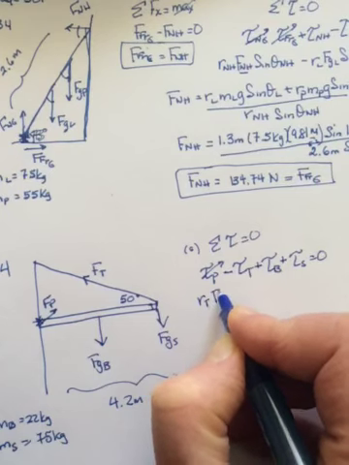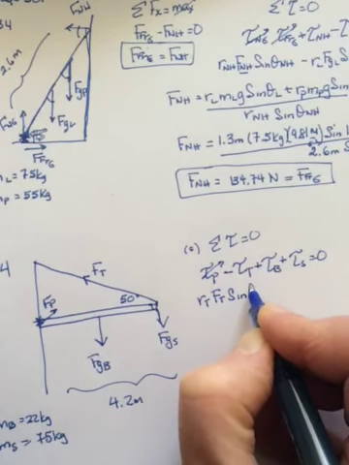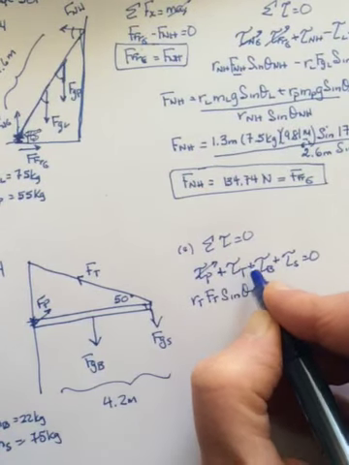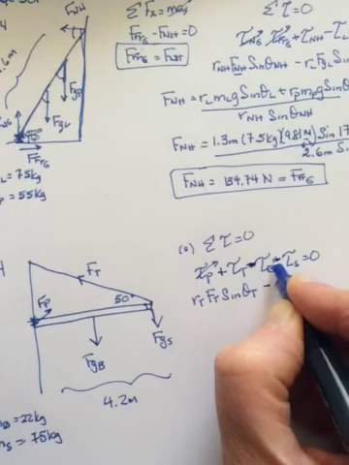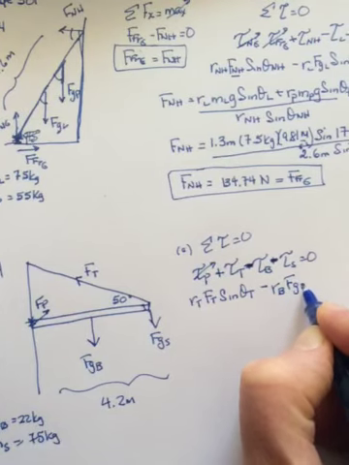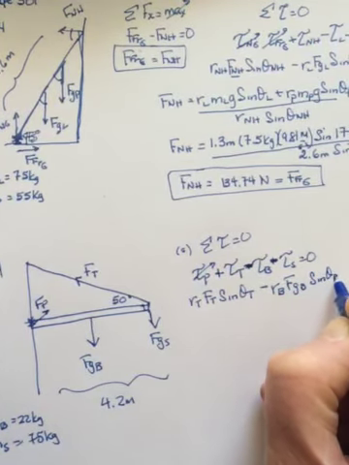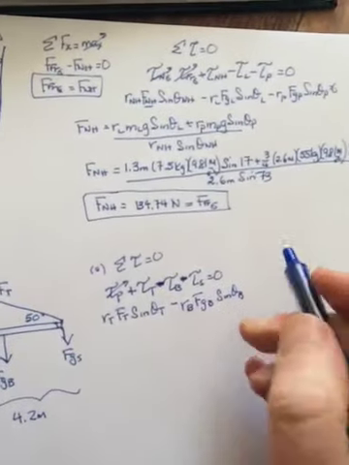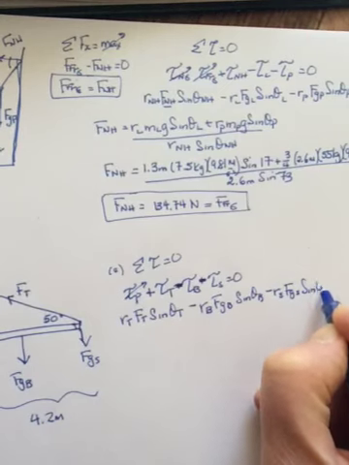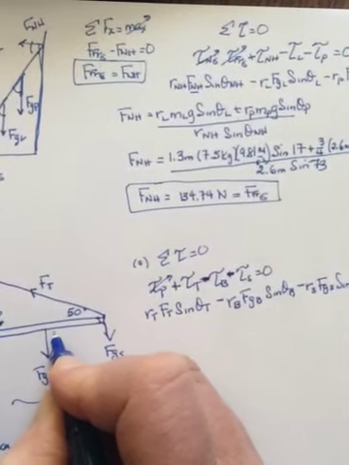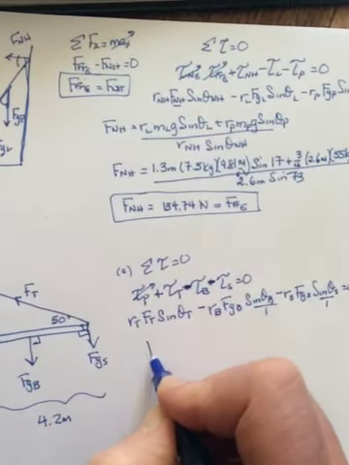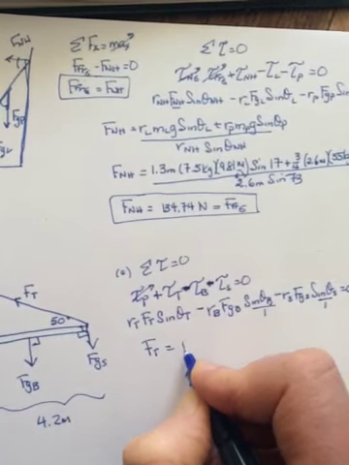So it'll be R tension, F tension, sine theta tension, minus, oh, I did it the wrong way, minus, here and here, sorry, R of the beam, FG of the beam, sine theta of the beam, minus R of the sign, FG of the sign, sine theta of the sign equals 0. The thetas for the beam and the sign are 90, so these will go to 1. We're solving for F tension. Take the other two terms over.